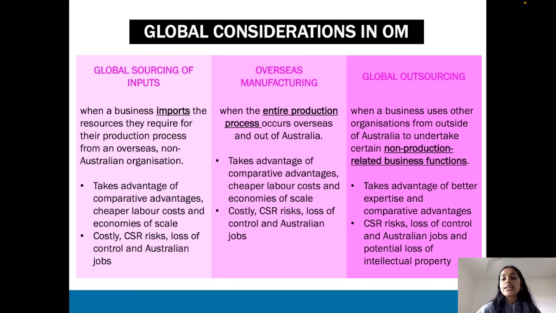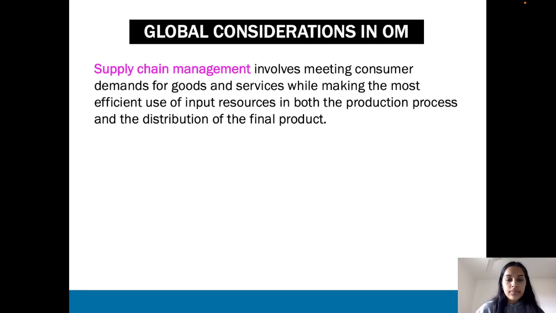So maybe a country is really good at software development or a particular area, and so a business outsources it to a business in that country because of their better skills and knowledge. And then again, there are some disadvantages: CSR risks, so the business might not be operating ethically, some loss of control, the loss of Australian jobs as well, and then also intellectual property.